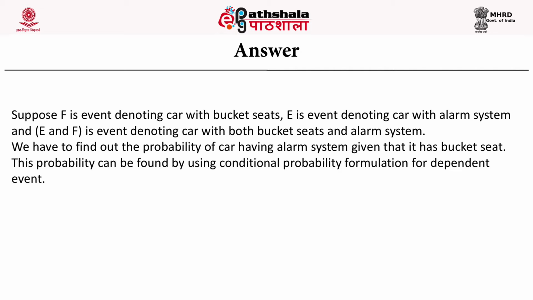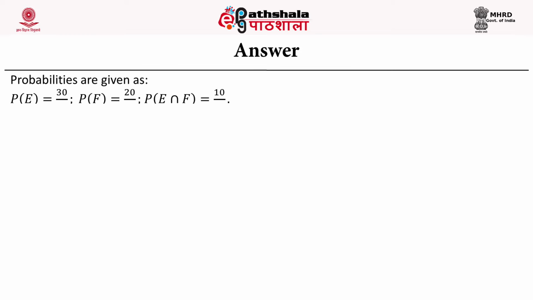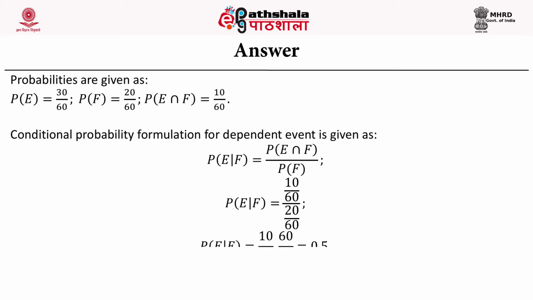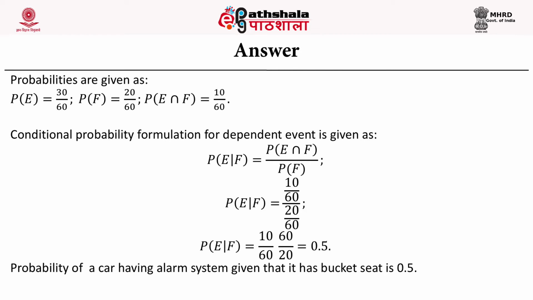This probability can be found by using the conditional probability formulation for dependent events. The probabilities are given here as probability of E is 30 by 60, so the answer will be 1 by 2. Probability of F is 20 by 60 and the probability of E intersection F is 10 by 60. Using the conditional probability formulation for dependent events and after putting in the values, we get probability of E given F as 0.5. So the probability of a car having an alarm system given that it has a bucket seat is 0.5.